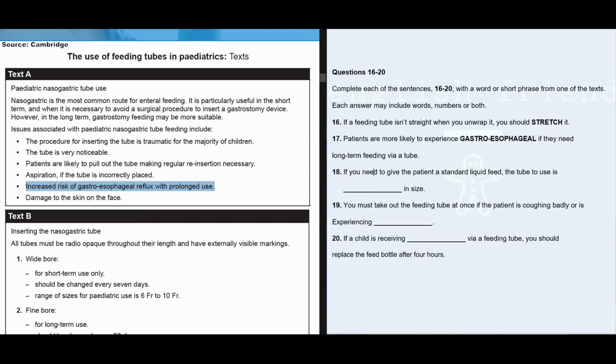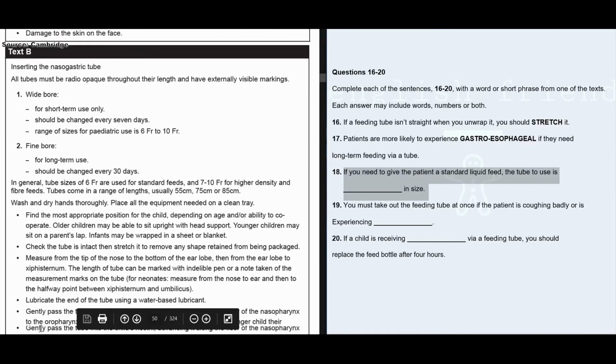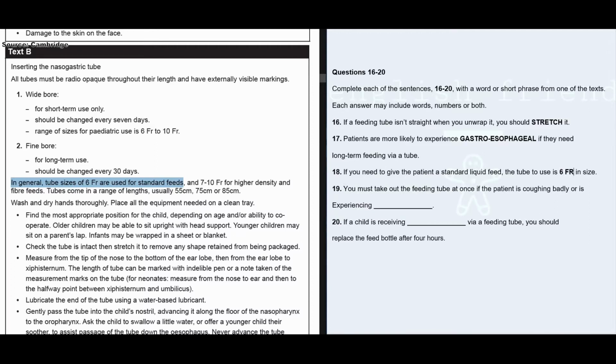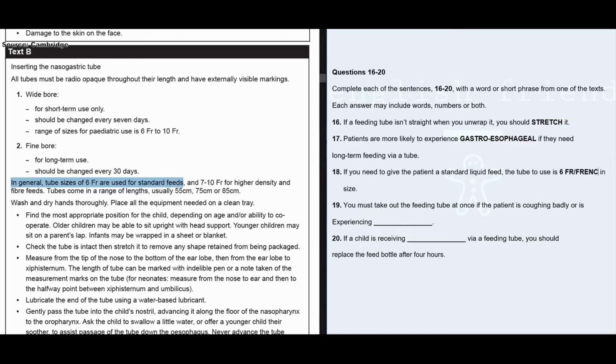Question number 18. If you need to give the patient a standard liquid feed, the tube to use is dash in size. So this answer can be found in text B. Here, in general, tube sizes of 6 French are used for standard feeds. So that's an easy answer. It's 6 FR, or you may write French.